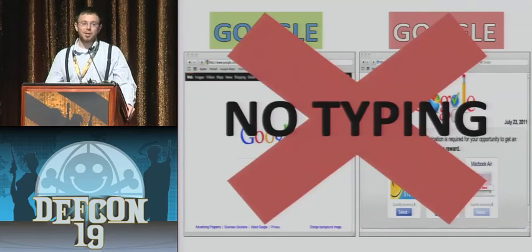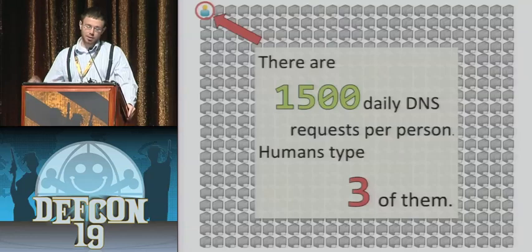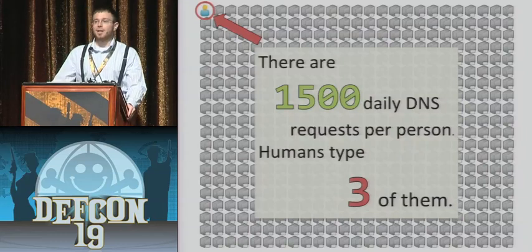Bit squatting requires absolutely no typing. And the reason is that while humans do a lot of typing and they make a lot of mistakes, computers make a lot more DNS queries. So the graph on this slide is actually to scale. If you look at that top right corner, you see the little guy circled in red. That's the proportion of DNS requests that humans make to the proportion of DNS requests that computers make.